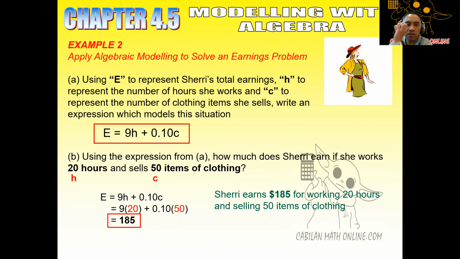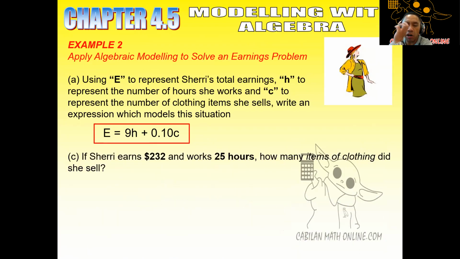Now, for the next two questions, again, we are still using the same expression, with one slight twist to it. So it says here, if Sherry earns $232 and works 25 hours, this time we want to figure out how many items of clothing she sold. So starting off with $232 is her earnings. So the 232, that's going to replace the E. And 25 hours, like we saw in the previous example, the hours goes in for the H. Now you're going to see in this problem, it's going to look very different from the previous example that we looked at. So in the next step here, the E is going to be replaced by the 232, and the H I've substituted there with a 25.